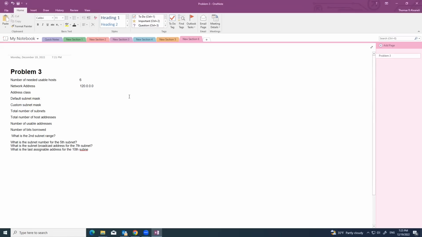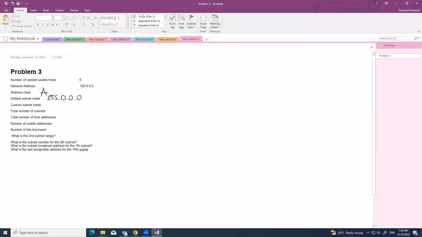Okay, how do we start? Here are the requirements. We need 6 usable hosts. So to get only 6 usable hosts, how many bits do we need in the host portion? We'll find out. By default, in class A, we have 255.0.0.0. Then they're asking us for the custom subnet mask. Let's find out our custom subnet mask.